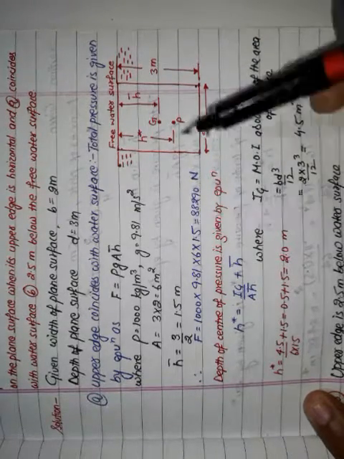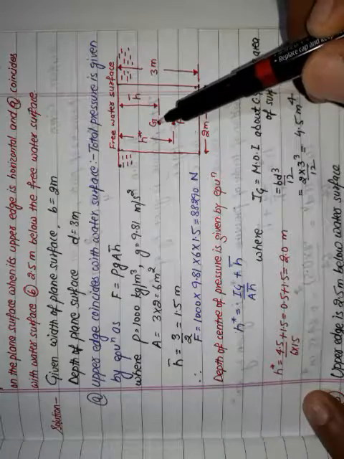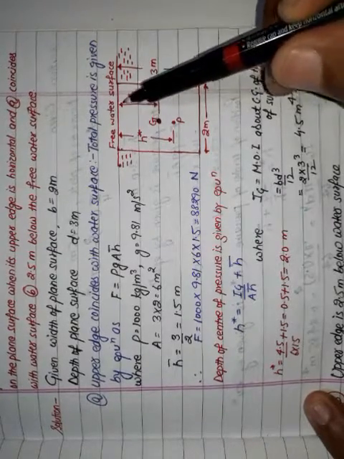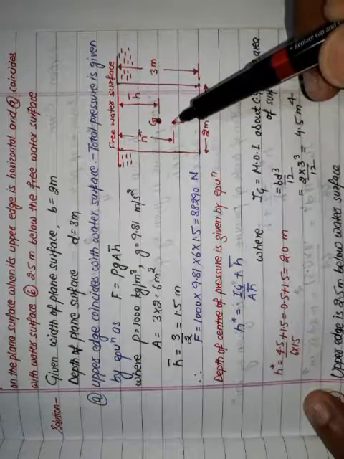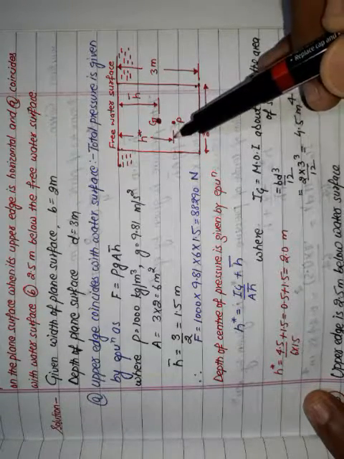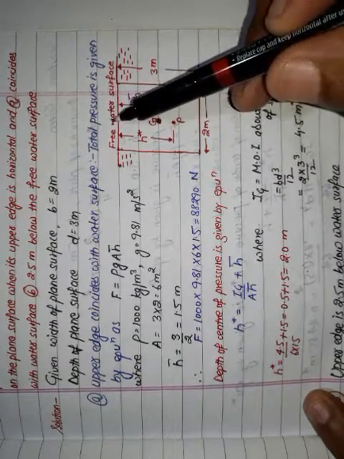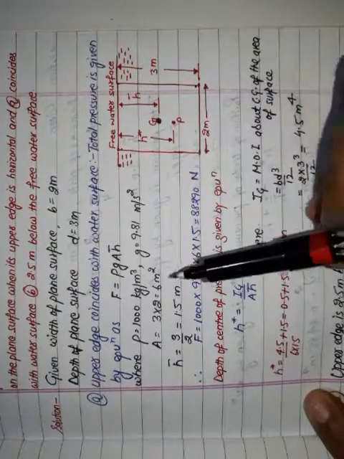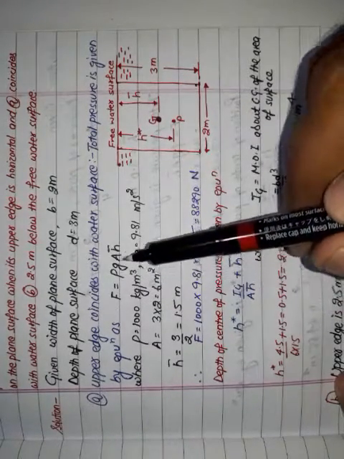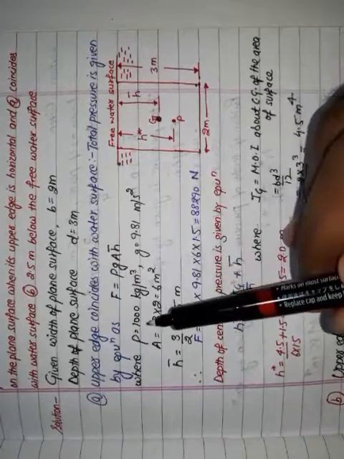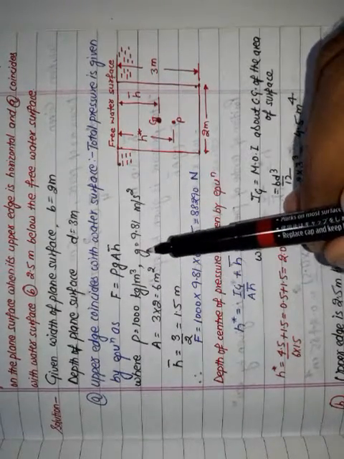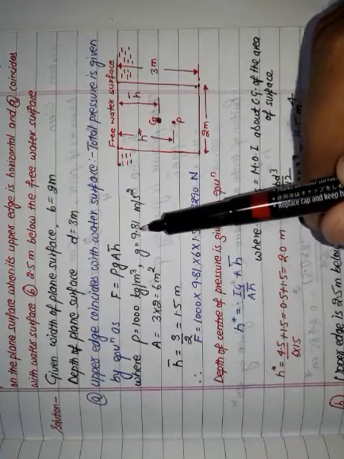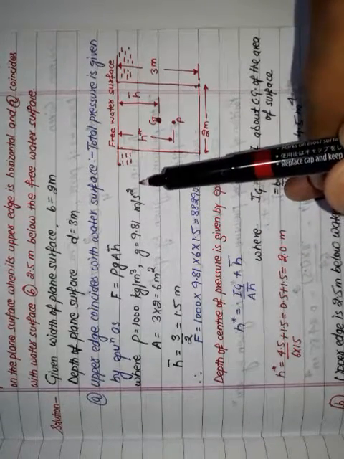So as we know, this is the G point, center of gravity, that is at a distance of h bar from free surface of liquid. And this is point P, center of pressure. This is at a distance of h star from free surface of liquid. So here F equal to rho g A h bar. Rho is the density of water, that is constant 1000 kg per meter cube. g is acceleration due to gravity, that is 9.81 meter per second square, that is also constant.